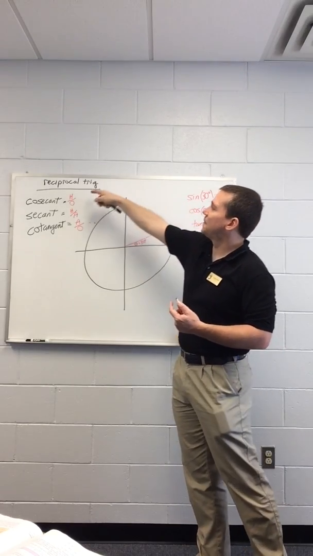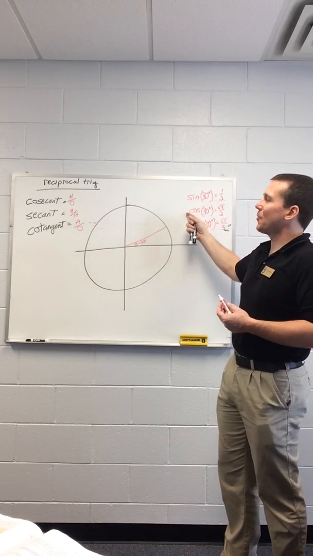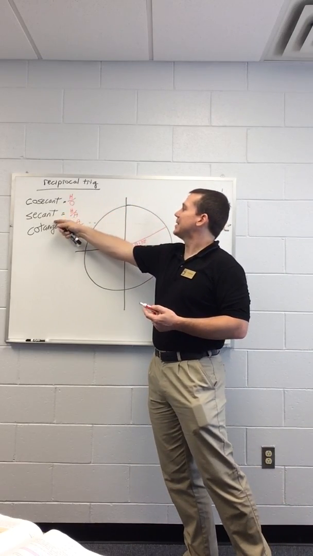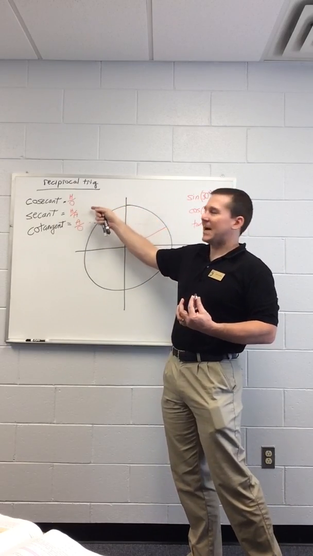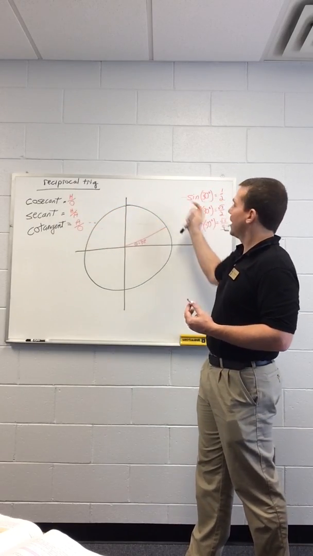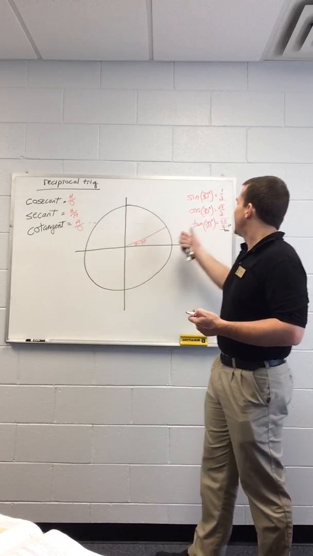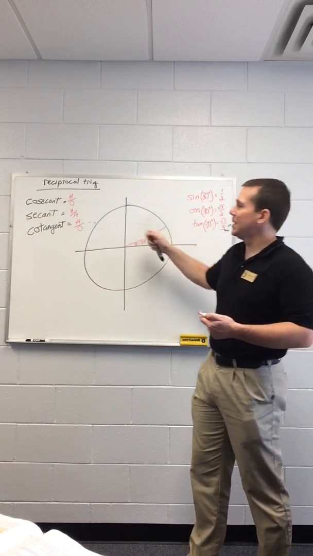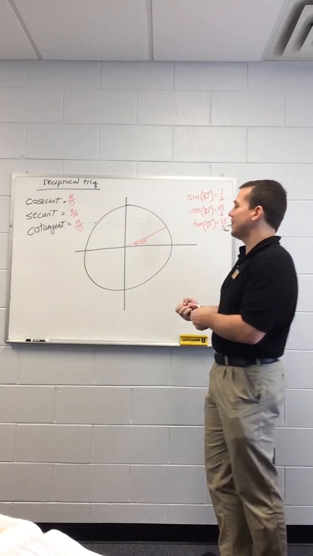Since we know sine is opposite over hypotenuse, cosecant is hypotenuse over opposite, which means these two are reciprocals of one another. You can go back and forth. Take your sine, flip it, you get cosecant. Cosine is adjacent over hypotenuse, secant is hypotenuse over adjacent, so those two are reciprocals. If you want to find the secant, take the cosine and flip it. Tangent and cotangent are obviously reciprocals. Tangent is opposite over adjacent. Cotangent is adjacent over opposite.